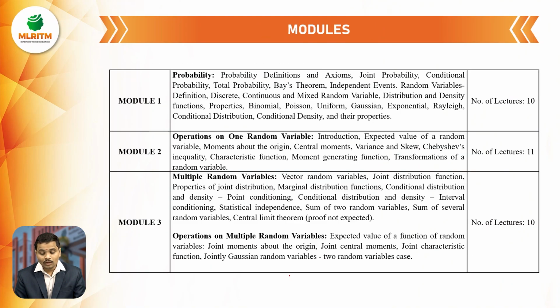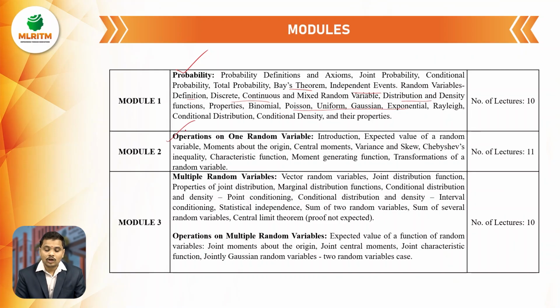So coming to the modules, we have the probability and random variable module. We have the probability definition through axioms, joint probability, conditional probability, and total probability, and different Bayes theorem, independent events, and the random variables definition, discrete, continuous and mixed random variables, and distribution and density functions and properties, and binomial, Poisson, Gaussian, exponential, Rayleigh. These are the different distribution and density functions.